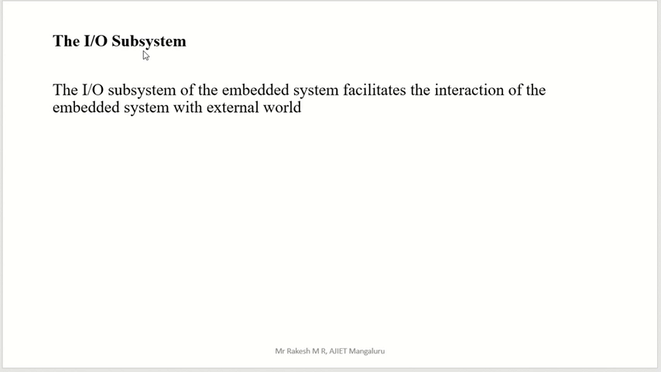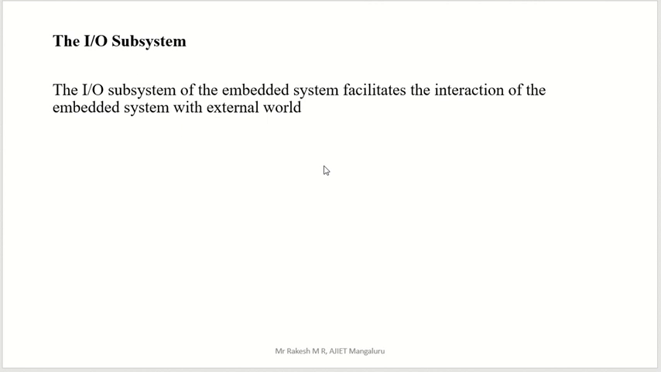Input output. Why are we using input output? Sensor and actuator we can consider as input and output devices. The input output subsystem of an embedded system facilitates the interaction of the embedded system with the external world. We are going to interact our embedded system with the real world. We have a device, that device wants to communicate with the real world. At that time it should take some data from the real world, process it and give some data to the real world. That taking and giving is happening by using input output.